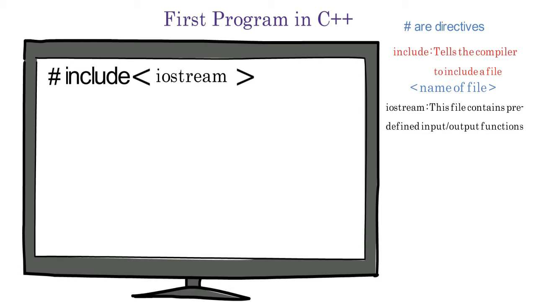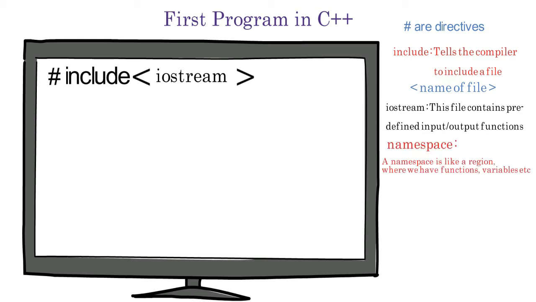We don't have to give any extension of .h here. This is a new style of C++. We only have to write hash include in brackets iostream. There is no need of any extension. The next step is the namespace.